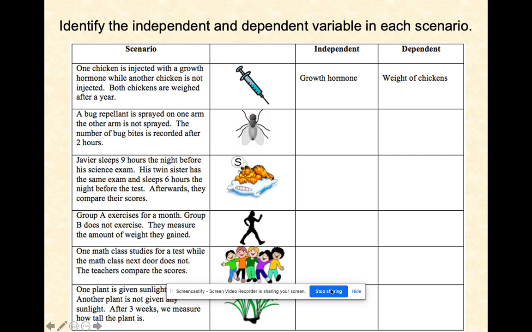So independent variable, what you're putting in that is changed. Dependent, what you are measuring.